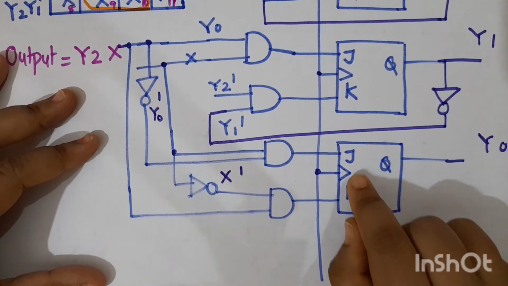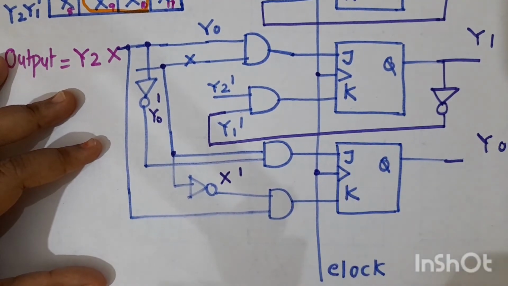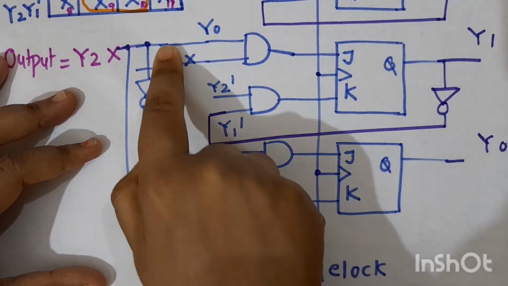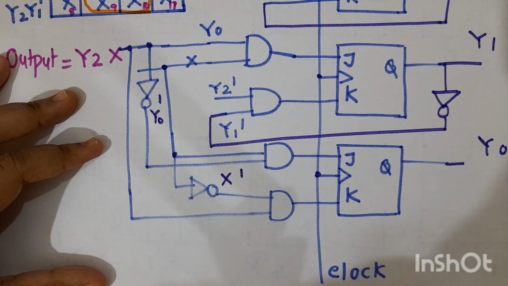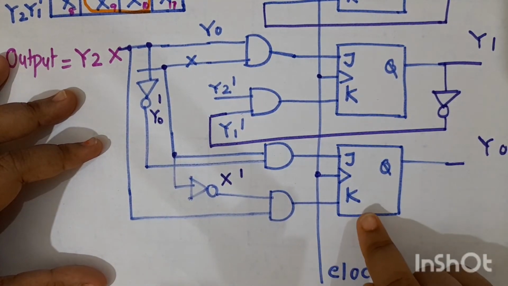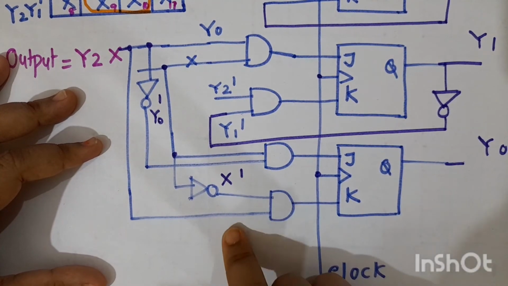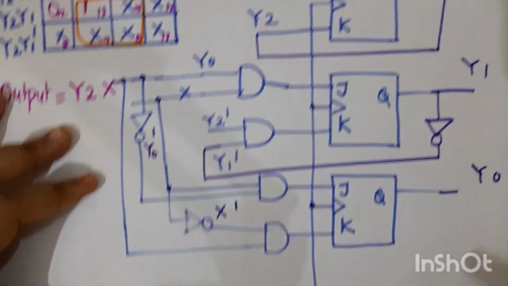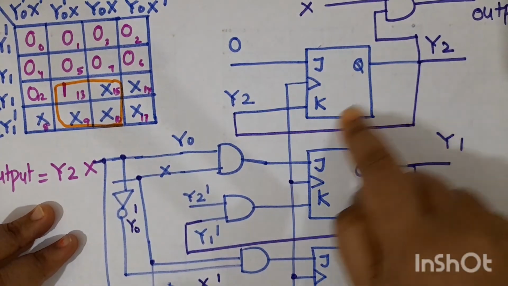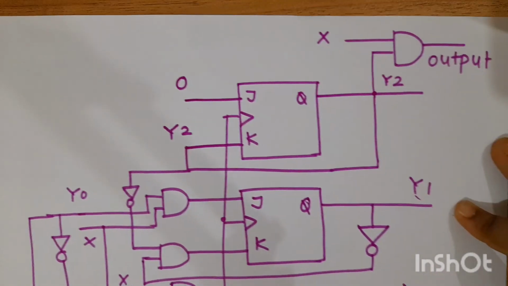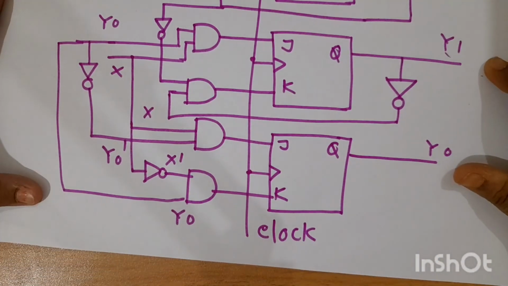And this J for y0, J y0, is coming as the AND of x and y0 bar. Here it is going. And K y0 is equal to x dot y0. And the clock is common to all the flip-flops. The final diagram of the sequence detector looks like this.